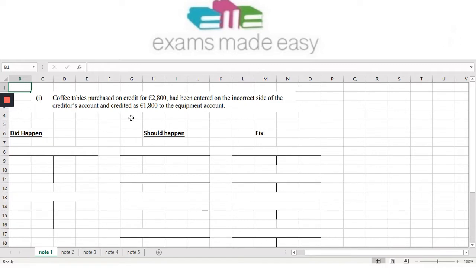So this note here: coffee tables purchased on credit for 2,800 had been entered on the incorrect side of the creditors account and credited as 1,800 to the equipment account. First of all, I'm going to say what should happen. Coffee tables purchased on credit. Remember, we're a furniture dealer, so coffee tables would be purchases. Purchased on credit, so that would be creditors.